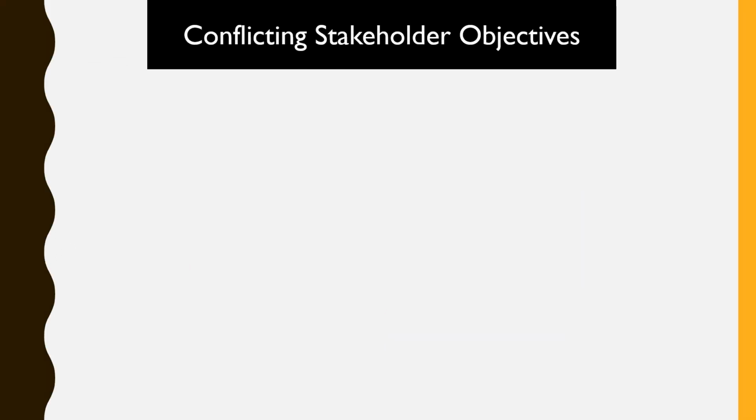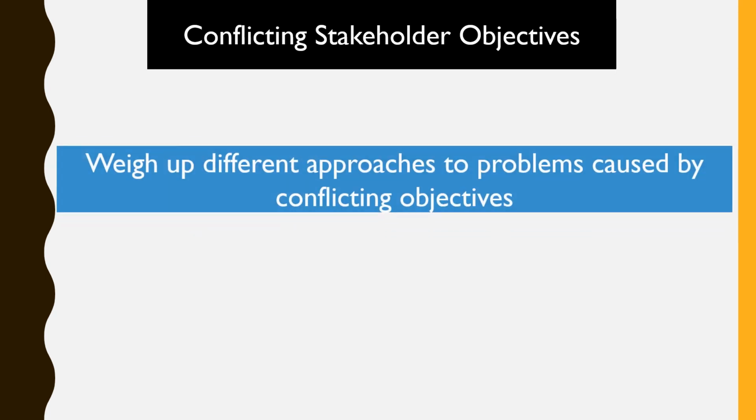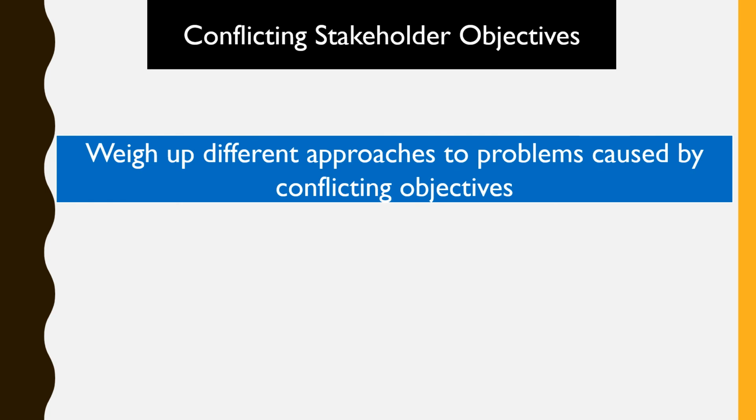And so we've come to almost the last slide of this presentation. What have we covered today in conflicting stakeholder objectives? You have learned how to weigh up the different approaches to problems caused by conflicting objectives. You were able to identify the potential problems when a decision is made affecting different parties, and you're also able to look at the different approaches on how to manage and mitigate these problems. I hope that you were able to pick up as much as possible from today's short lesson.